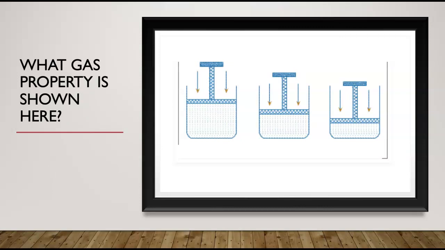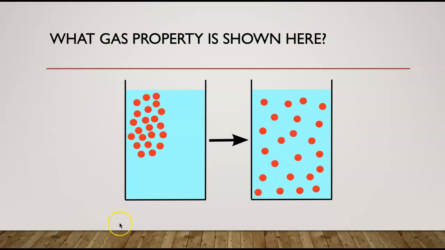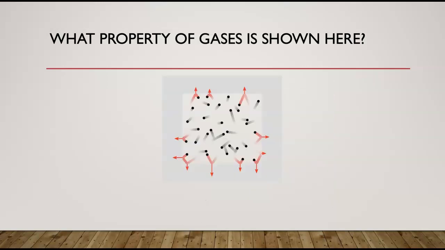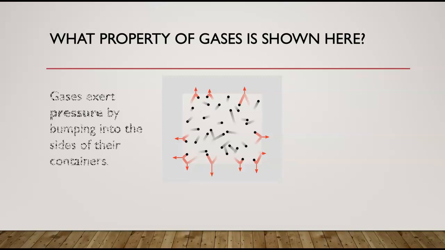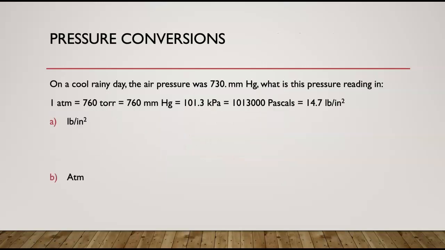So taking a look here, what property of a gas is shown here? Hopefully you are thinking that gases can be compressed to occupy smaller volumes. How about here? The gas molecules or particles are spreading out. Remember, that's called diffusion. They're diffusing or spreading out. How about here? As these gas particles are colliding with the sides of their container, they're exerting pressure as they bump into the sides of their container.